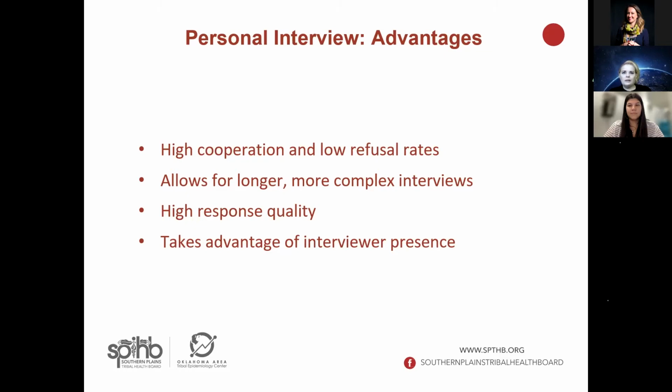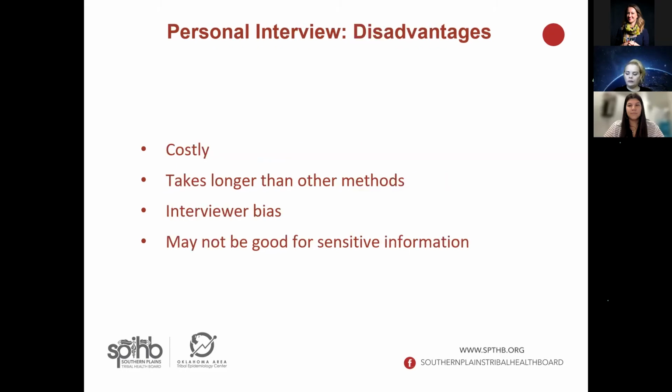That's really taking advantage of the interviewer being present for that. And the participant can also ask clarifying questions. The interviewer can read body language, and it just makes it a lot easier to capture complex answers to the questions. So those are some of the advantages, but there are also disadvantages. It can be costly, and it takes a longer time than other methods. You can imagine it would cost a lot of money if you needed to survey, say, for example, 200 people, and you have to interview every single person and travel geographically to those areas.